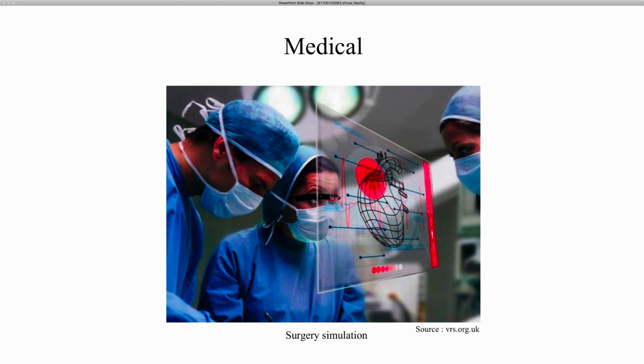Medical. This is also one of the most important applications because students of medical science can actually train themselves by using simulations of surgery. They don't need to practice directly on patients, but they can use simulations to perform or train themselves.